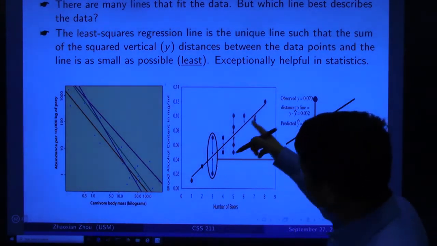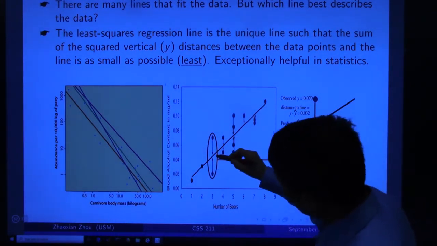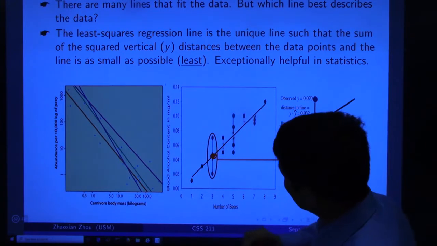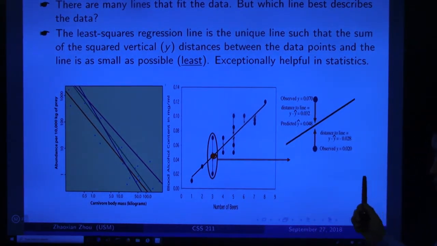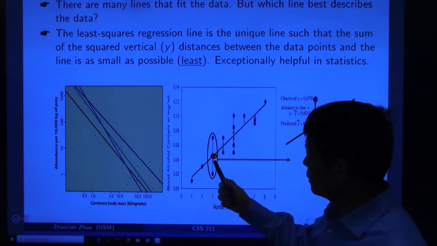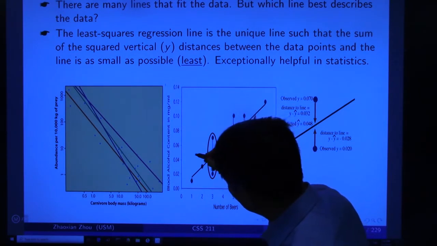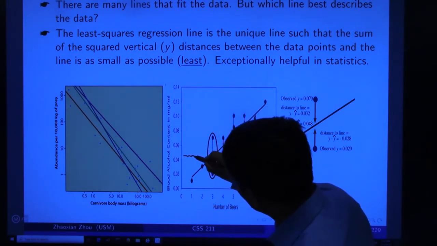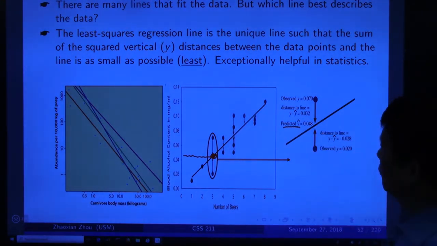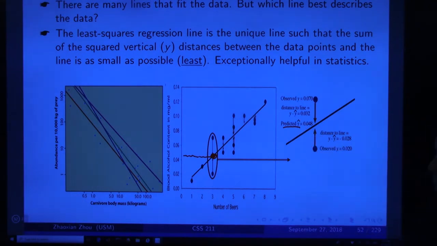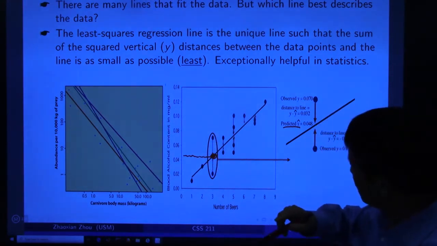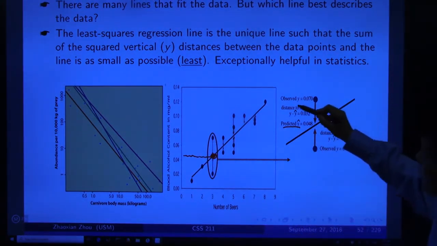But if we know this line here, now we have this point on the line. If we know the line equation, we plug x equals 3 into the line equation, then we get a y value here. This is the y value, and we call this the predicted value. We use y hat to represent it. The actual value here, we call the observed value.